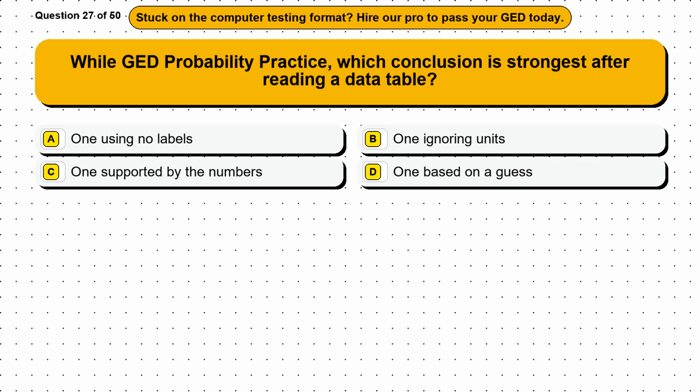Question 27. While GED probability practice, which conclusion is strongest after reading a data table? Option A. 1 using no labels. Option B. 1 ignoring units. Option C. 1 supported by the numbers. Option D. 1 based on a guess.